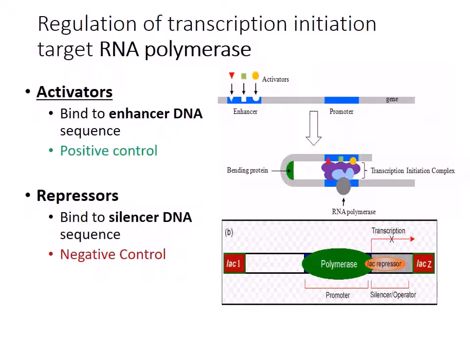So if we talk about regulation of transcription initiation, we can target RNA polymerase. Remember, RNA polymerase is actually going to make the piece of mRNA, so activators can bind to enhancer DNA sequences and make it easier for RNA polymerase to bind, so that would produce more mRNA, so that would be positive control. Repressors are proteins that can bind to silencer DNA sequences, which makes it harder for RNA polymerase to bind. So that would be an example of negative control, and there would be less mRNA produced there.